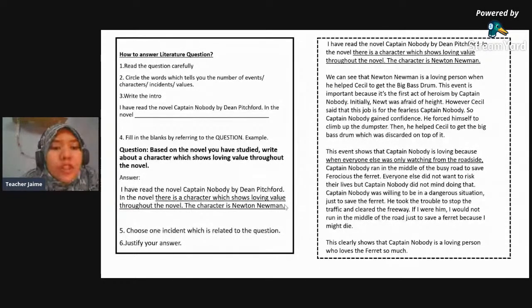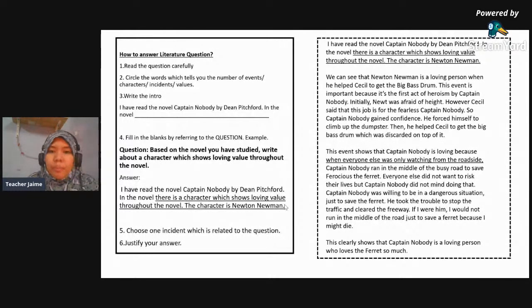Sekarang, kamu kena choose 1 incident related to the question. Dah kamu dah pilih Newton Newman, kena ceritalah dalam novel ni dekat mana yang Newton Newman ni loving. Inilah kegunaan dia kalau you hafal the event. Senang saja, you don't even have to think, you just copy down what you already memorized. Yang mana menunjukkan loving. For example, you memorize loving friend tadi. CO pun boleh, CO, costume. So you just tulis. Okay, habis tulis, choose 1 incident that is related to the question, justify your answer. You have to justify. Kenapa you are saying that event shows that Newt is a loving person.